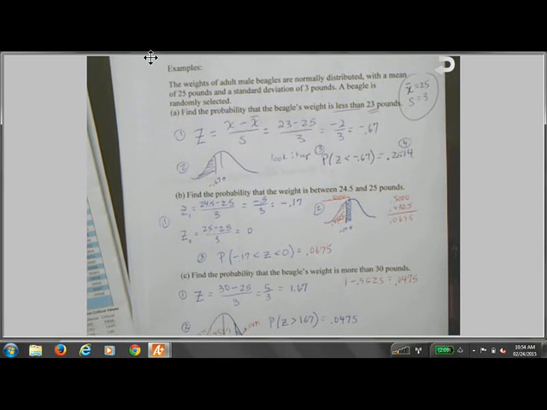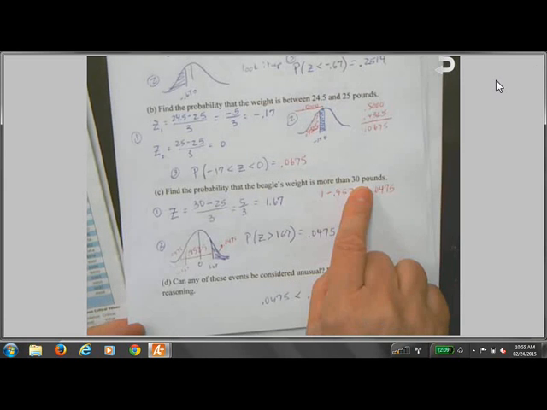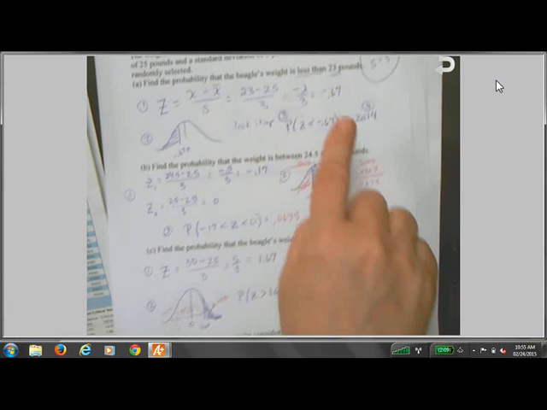What kind of problem was C? There was a less than, more than, and between. Okay, letter C was a more than. B was a between, A was a less than.